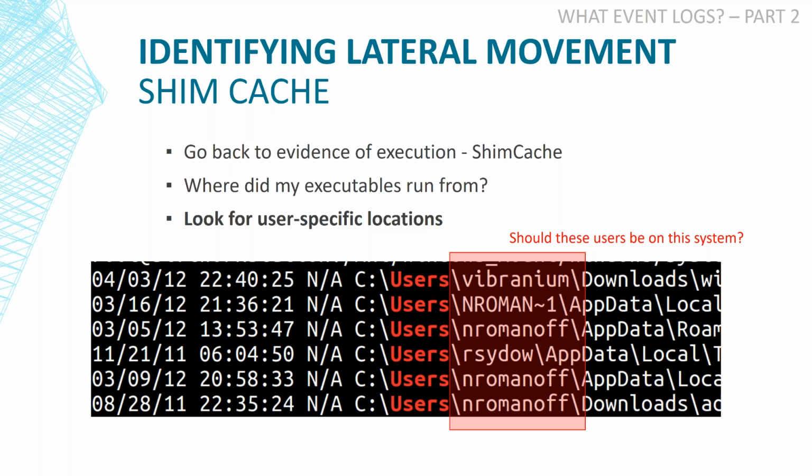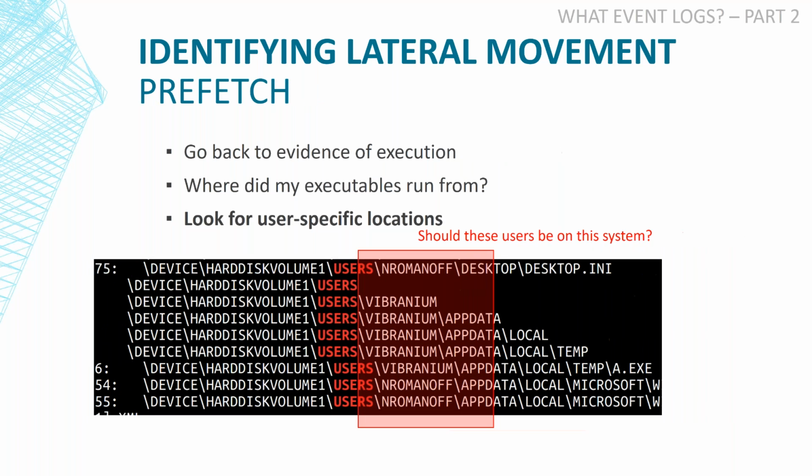If I'm looking at one system where I have suspected lateral movement, though, then I'm going to dump one system and say, what account doesn't belong on here? What account doesn't make sense? Look for those user-specific executables. I can do the exact same thing for prefetch as well. I can go dump and parse the entire content of a prefetch folder on a system. And I can look for the same exact type of data.